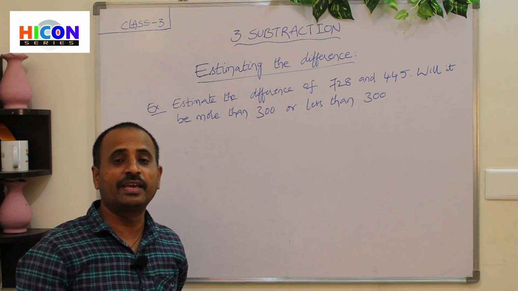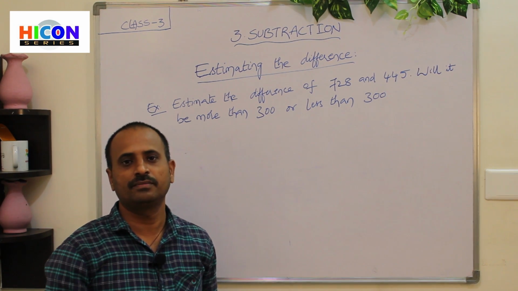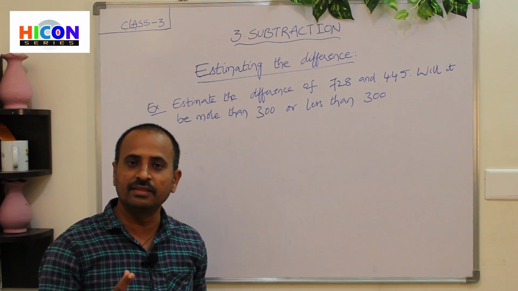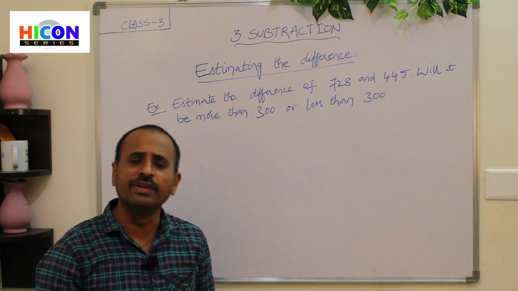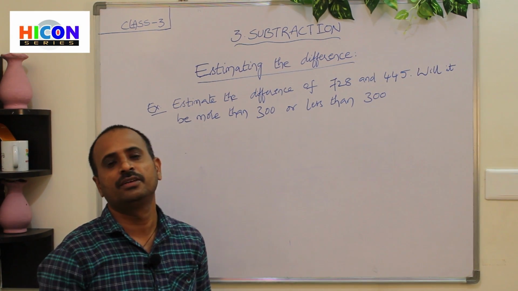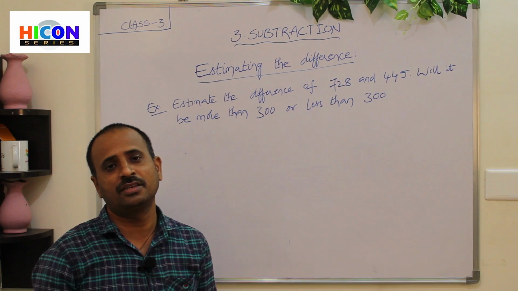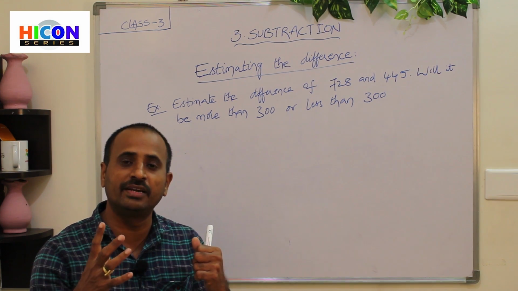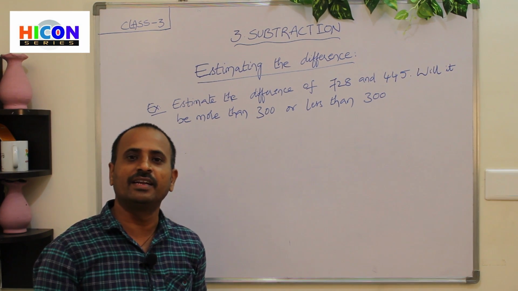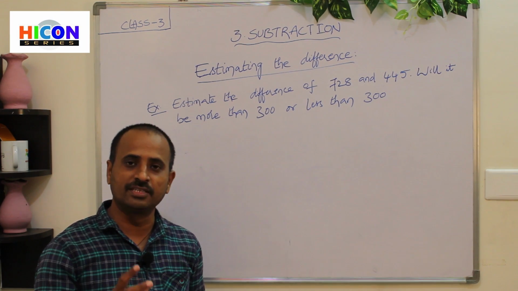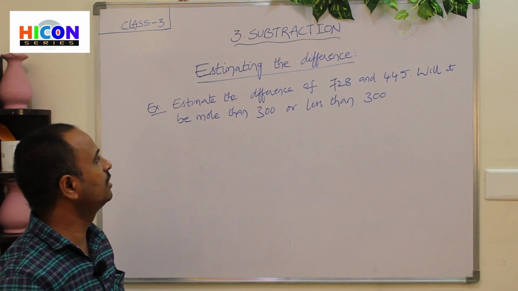So children, we can estimate the difference of 2 numbers without doing subtraction. So that means without doing the subtraction, we can estimate the difference between the 2 numbers. How we can estimate? Without doing subtraction, we just say the approximate difference of the 2 numbers without doing the actual subtraction. So we can see the nearer answer for the difference between 2 numbers. So how can we estimate the difference? So let us see an example.